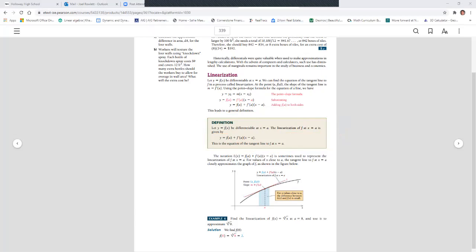Example 6. We're looking for the linearization of f of x as the cube root of x when a is equal to 8, and use it to approximate the cube root of 9. Well, here our a value is 8. They give us that. And if we plug 8 into the function, we figure out that we have the cube root of 8, which happens to be 2. That's a nice, easy number.